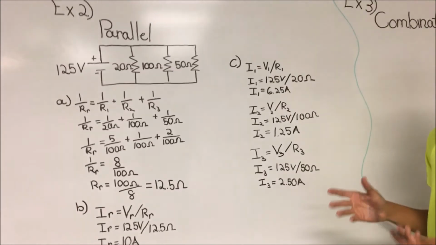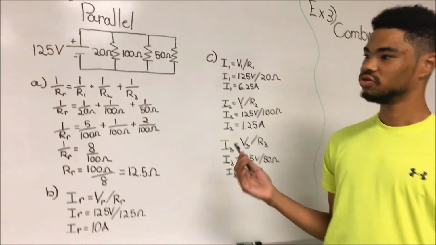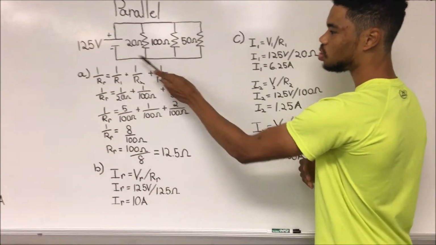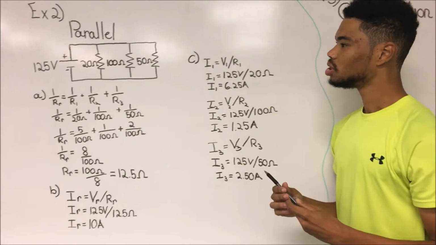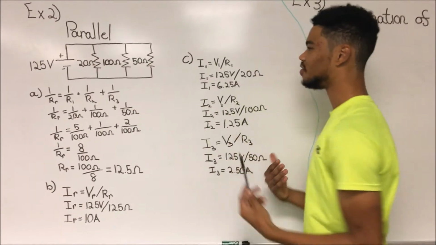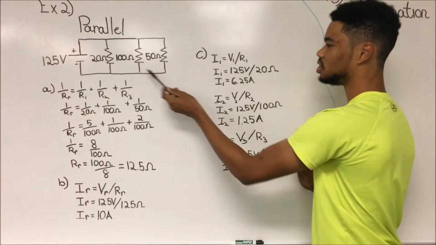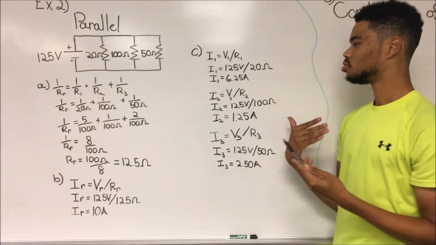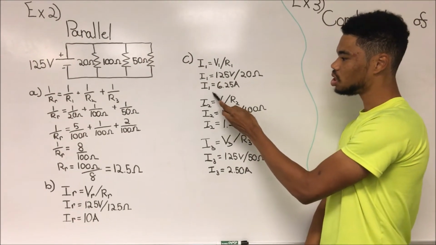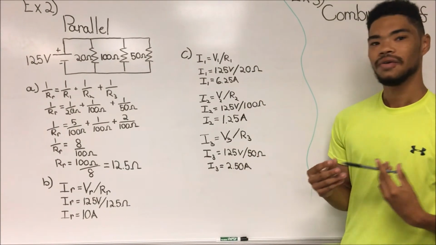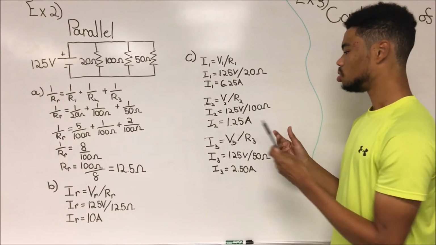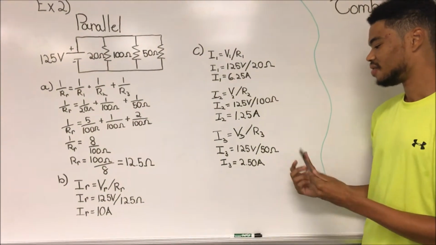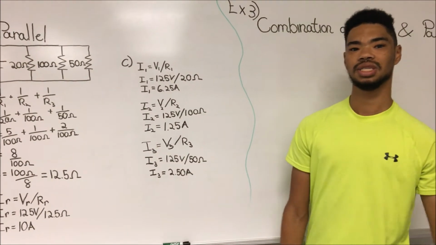Now, the difference between parallel and series is when you have the current through each resistor. To find the current through each resistor, because this is resistor 1, resistor 2, and resistor 3, you'll take the 125 volts divided by the ohms of each resistor. So 125 divided by 20 ohms, and you get, for resistor 1, a current of 6.25 amps. For current 2 in resistor 2, you'll get 1.25 amps. For resistor 3 current, you'll get 2.5 amps. And that's what we have for parallel and series.